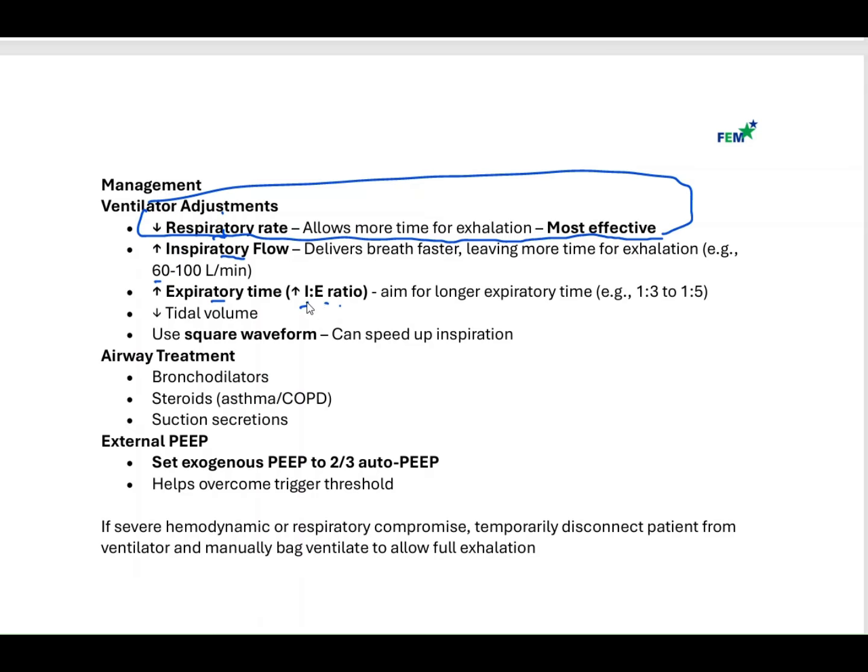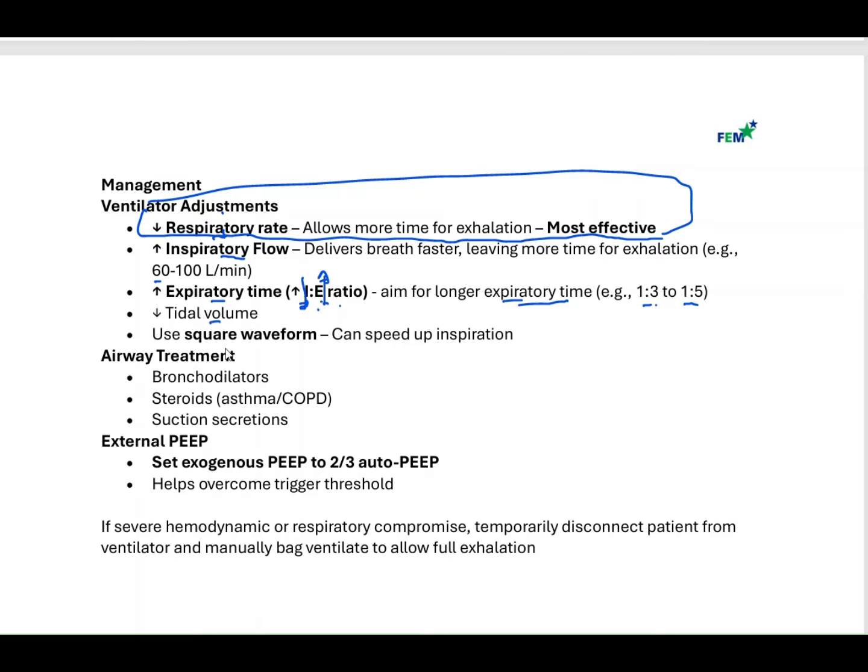So the ratio. Let's say your ratio of I to E. What you want to do is increase your expiratory time and decrease your inspiratory time. In other words, when you look at the ratio of I to E, you want to have more expiratory exhalation time than inspiratory time. So you want to aim for longer expiratory time. For instance, let's say it was 1 to 3, then you want to increase it to 1 to 5, whereby you're having more expiratory time than inspiratory time.